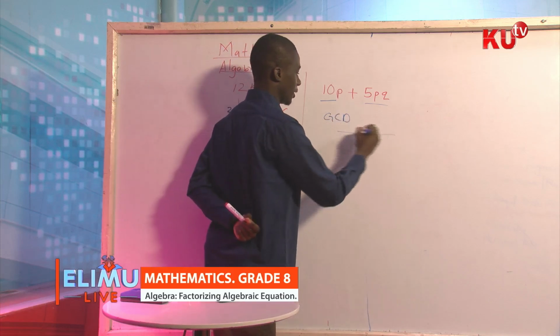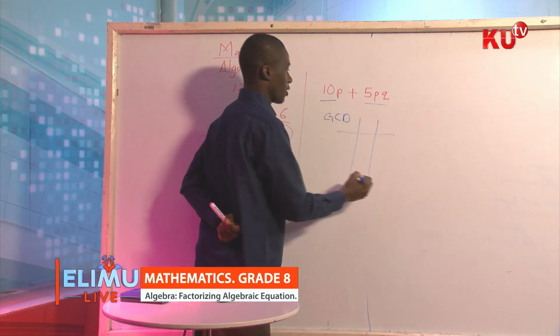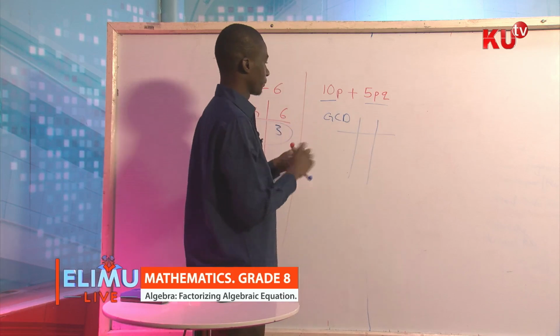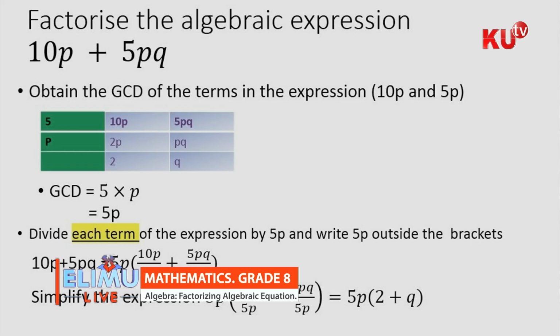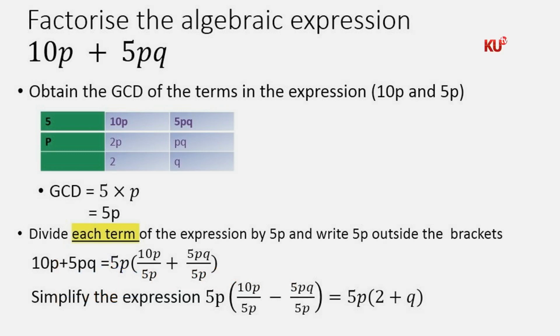I'm going to have it in a table where my first term is the 10P, and the second term is 5PQ. Okay, thank you. So for us to get the GCD in this case, we are also going to identify the smallest number that can divide both terms completely.